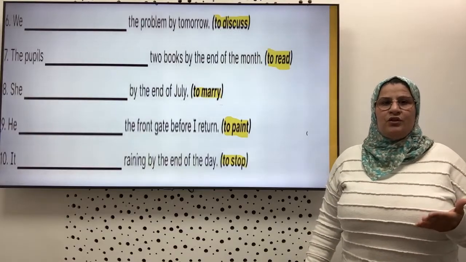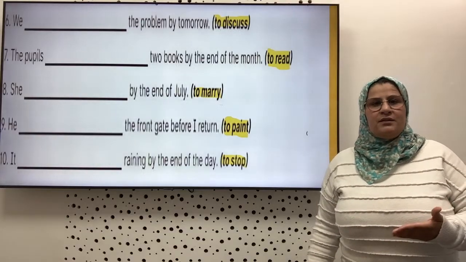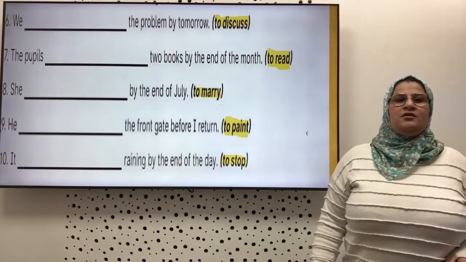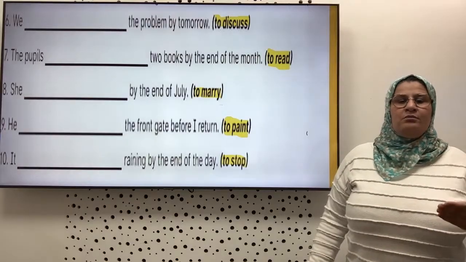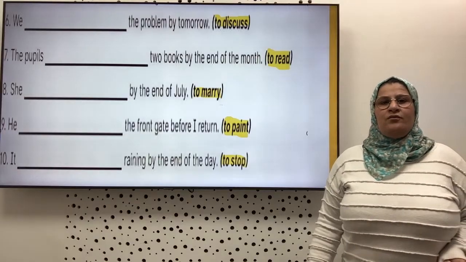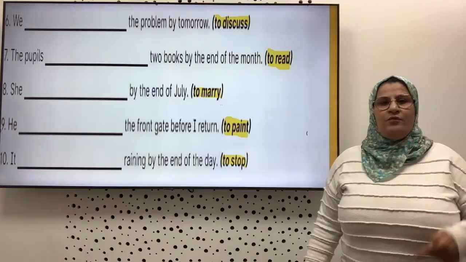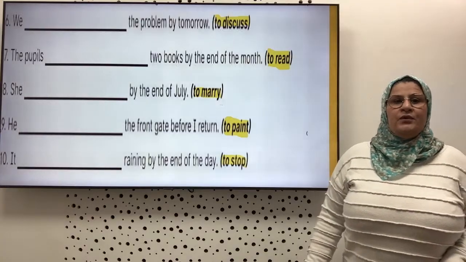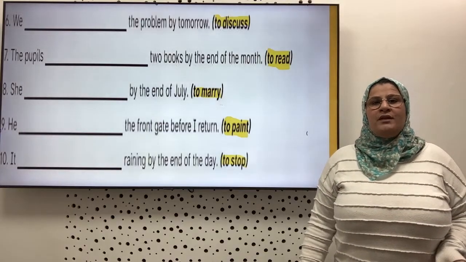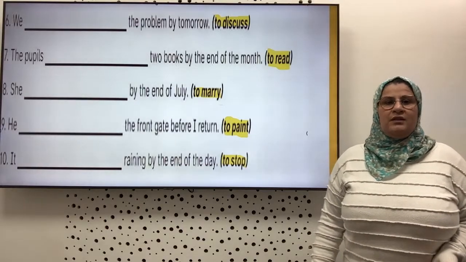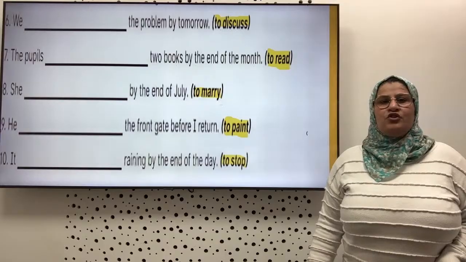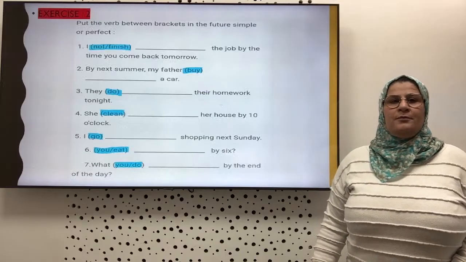We plus subject, will, auxiliary will plus have plus verb in past participle. The pupils will have read 2 books by the end of the month, and she will have got married, or she will have married by the end of July. Number 9, you will have painted the front gate before I return. And finally, in example 10, it will have stopped raining by the end of the day.